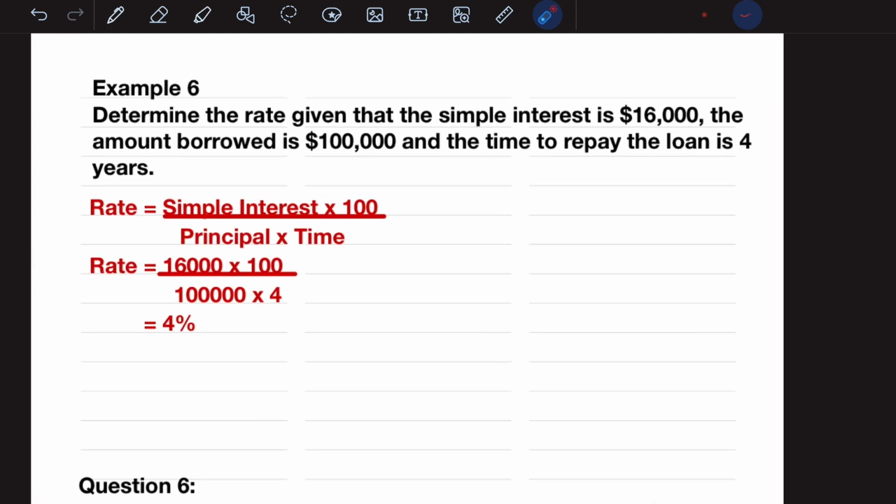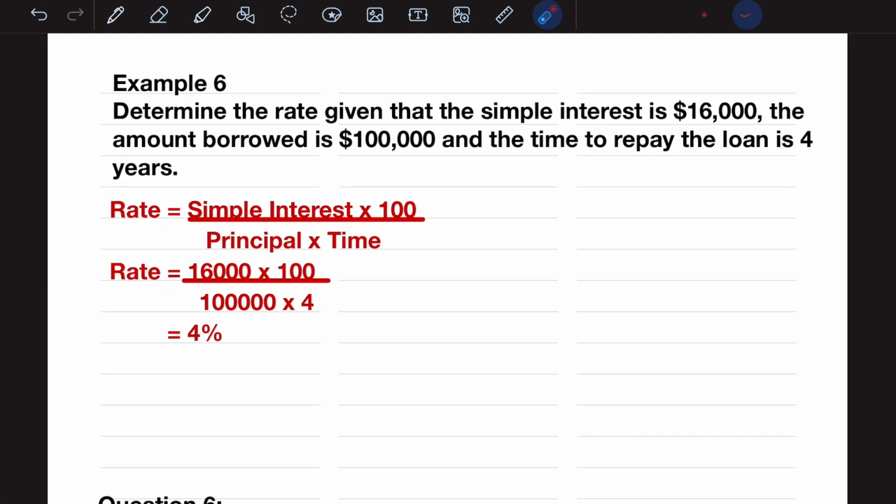Right, so now we have example 6. Determining the rate given the other numbers. So example 6, determine the rate given a simple interest of $16,000. The amount borrowed is $100,000 and the time to repay the loan is 4 years. So the formula for rate, let's take a look at how we got the formula.